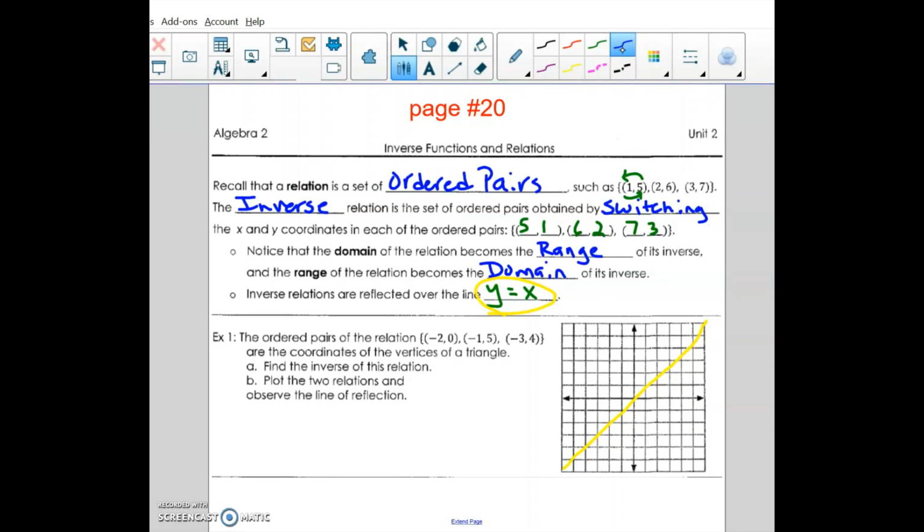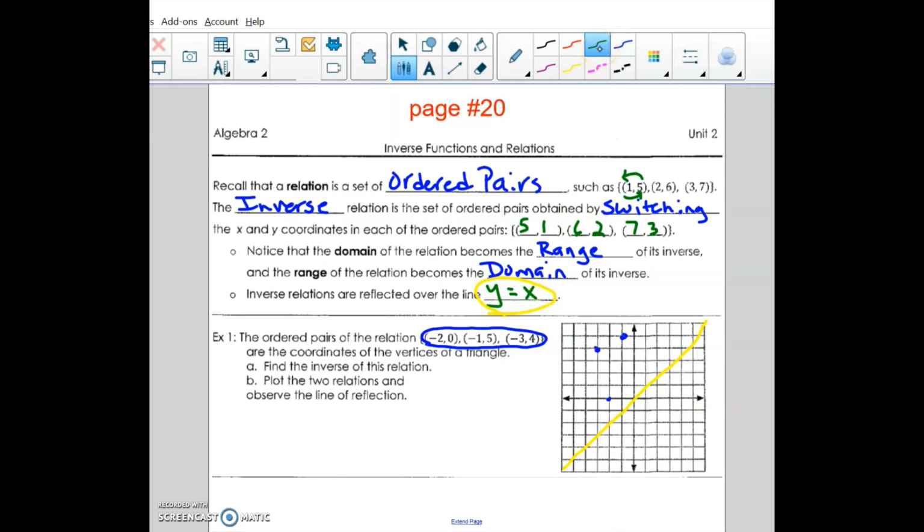So the original ordered pairs I'm going to do in blue. So (-2, 0), (-1, 5), and (-3, 4). -3, 1, 2, 3, 4. So those are the original ordered pairs graphed.